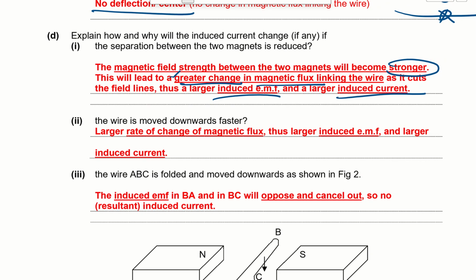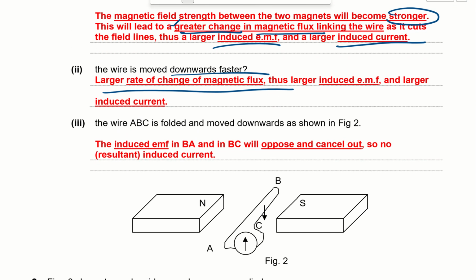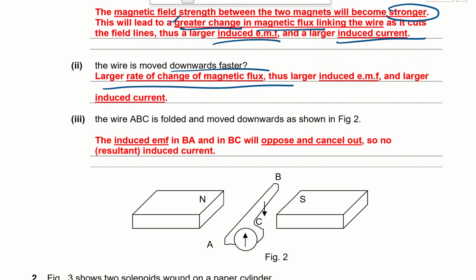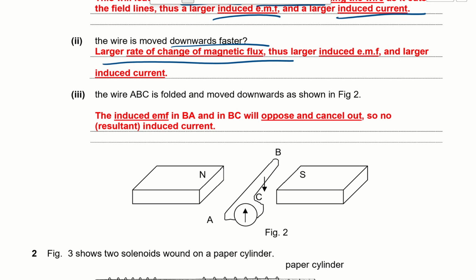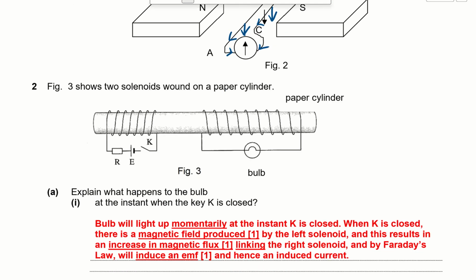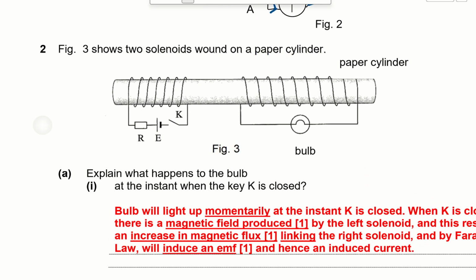What happens if the wire is moved downwards faster? So there's a larger rate of change of magnetic flux, therefore larger induced EMF, and hence larger induced current if it's a closed circuit. Now the wire ABC is folded and moved downwards as shown. If it's moved downward as shown, the force on this side is down, the force on this side is down. Just now we see that the current will flow this way and the current will flow this way, right? So the currents both flow down and they are in opposite directions, so they will cancel each other.